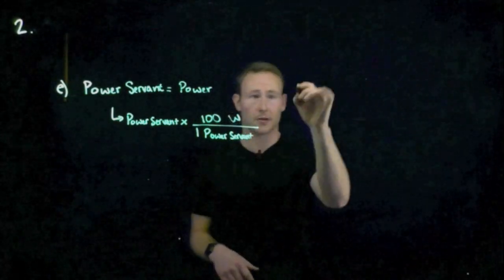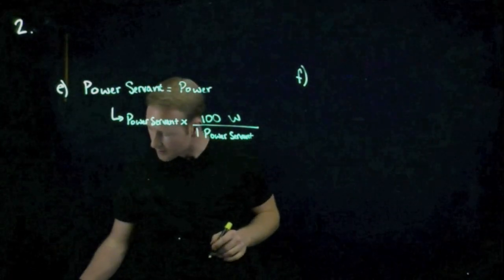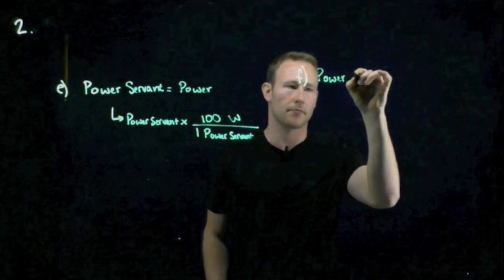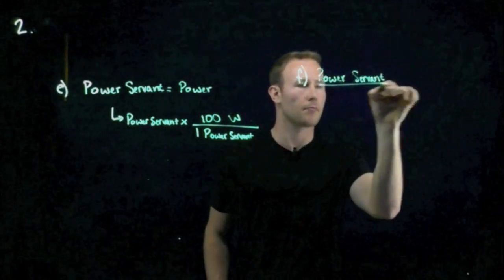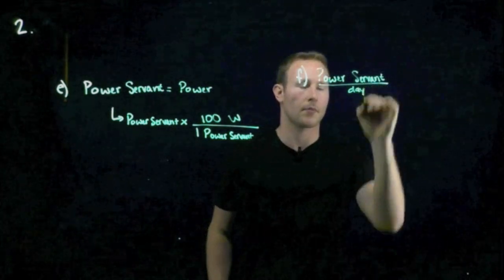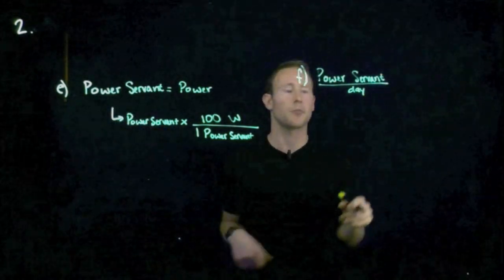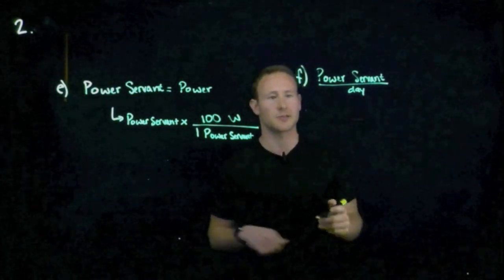The next one, part F. The unit that we're going to be looking at is power servants per day. So this one has a power term on the top, as we talked about in part E, and that's per unit time. So let's break this down a bit more to actually see what it turns out to be.